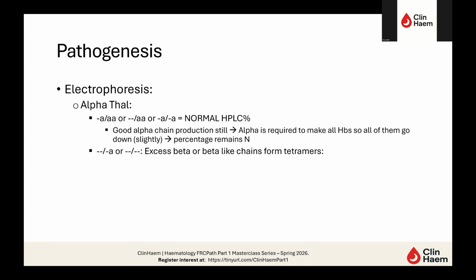So I've explained why it's normal in trait and silent carriers. But once you are down to one or no alpha chain, then you start seeing beta and beta chain like tetramers. You cannot make good hemoglobins like HbA or HbA2 or HbF. All of them would be decreased because alpha is required for all of them. But you would also start seeing excess beta chains, and they form tetramers.